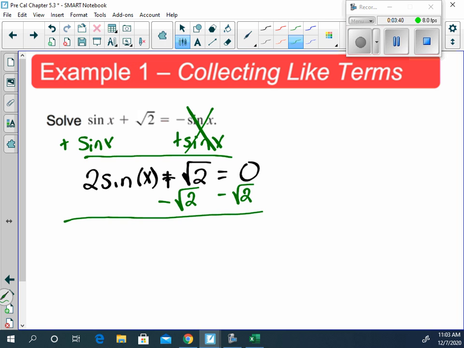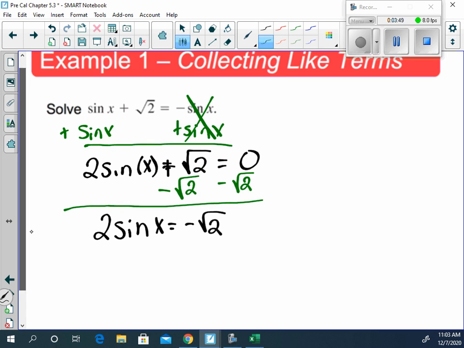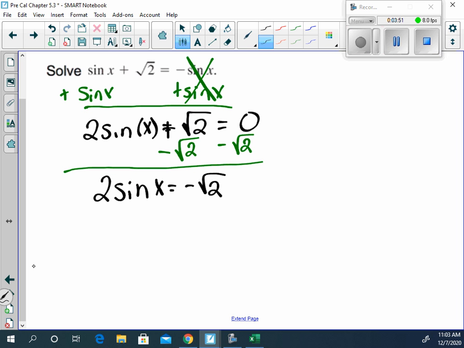Because again, we're wanting to get sine by itself. And then what can we do? Still want to get sine by itself, so I would divide both sides by 2. So sine of x is equal to negative square root of 2 over 2.